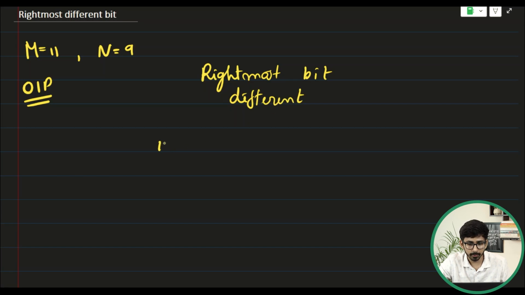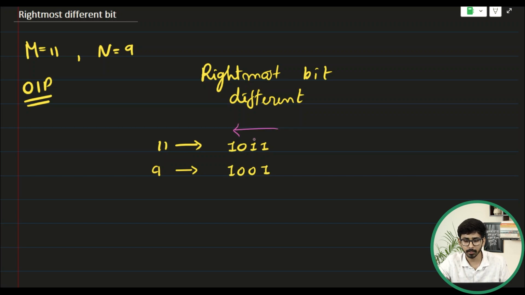First of all, what will be the binary representation of 11? It will be 1 0 1 1, that is 8 plus 2 plus 1, which is 11, right? And what will be the binary representation of 9? It will be 1 0 0 1, right? So this is the right side of this binary representation.